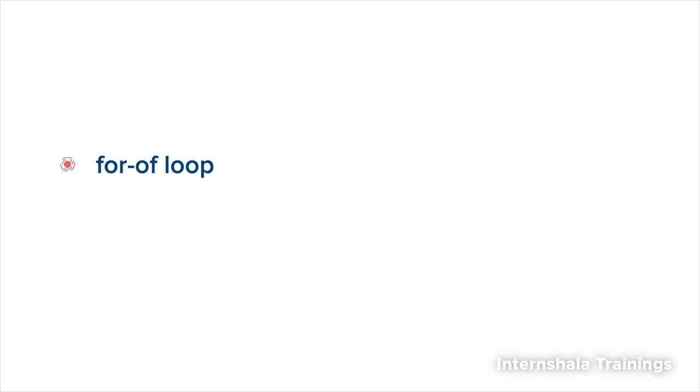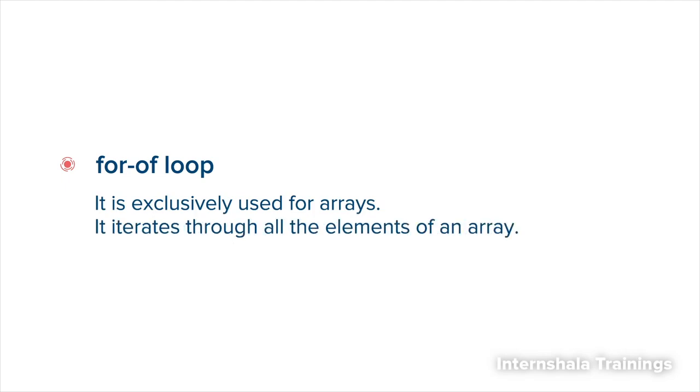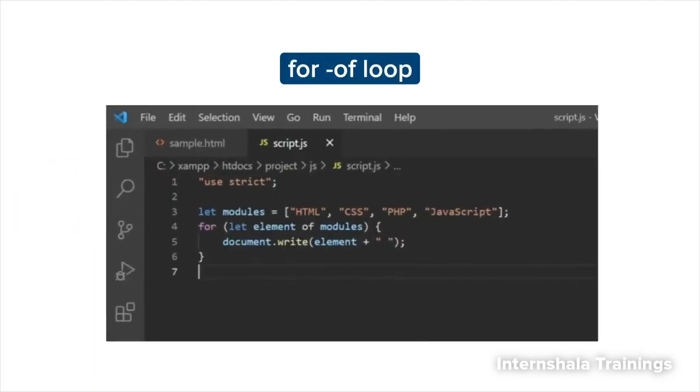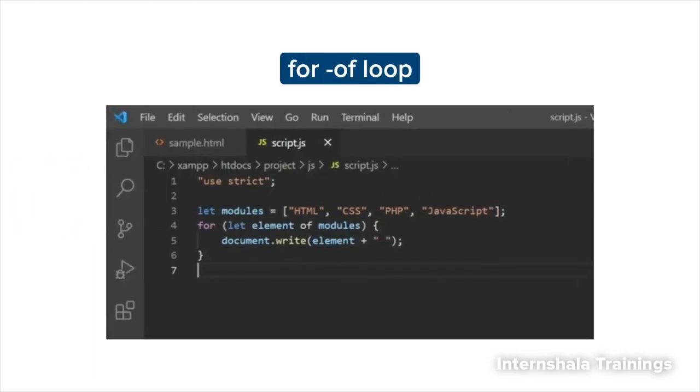Lastly, in this video, we will see for/of loops in arrays. If you remember, for/of loops are exclusively used in arrays, and it iterates through all the elements of the array. Let us have a look at an example. Here, we are iterating through the modules array and printing all its elements. The syntax is for, a variable name, of, the name of the array we want to iterate through, which in this case is modules. The loop runs as many times as the number of elements in the array, and in each iteration it picks up one element of the array and assigns it to a variable for us to use.